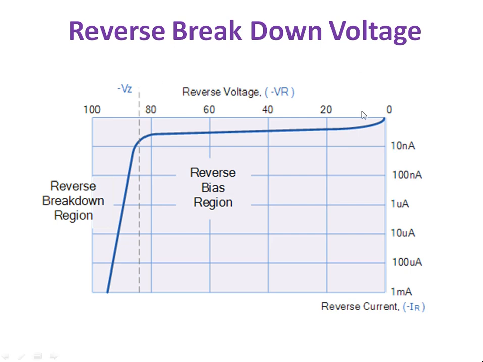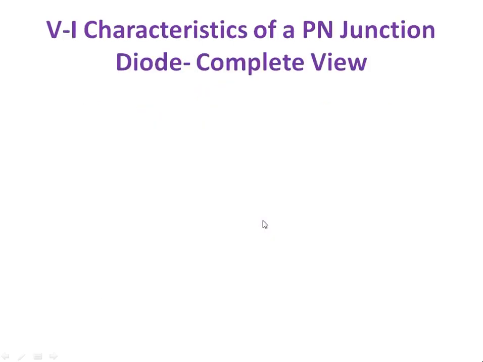So this is the reverse breakdown voltage. If the voltage is 0, the current is 0, but when we increase the voltage up to 20, the current is in the order of nanoampere. If we increase the voltage further, there is no change in the current, but at a certain voltage your diode becomes a short circuit, so there is a tremendous increase in current. This potential is known as the breakdown voltage or reverse breakdown voltage. This excessive current may damage your diode.